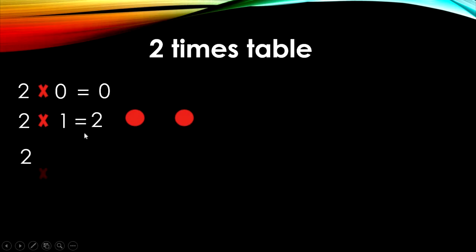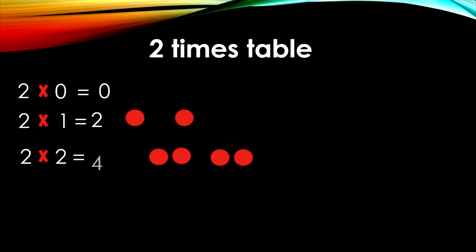Then we have 2 times 2. Again, we should make 2 groups. Each group should contain 2 objects. The first group, 1, 2, the second group, 1, 2. Now let's count the objects that we have. 1, 2, 3, 4. It means 2 times 2 is 4.